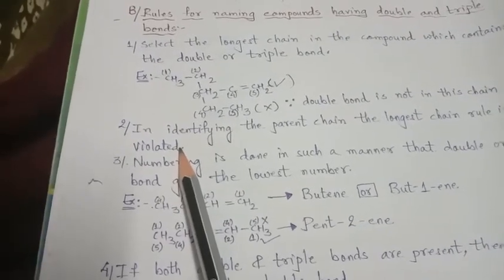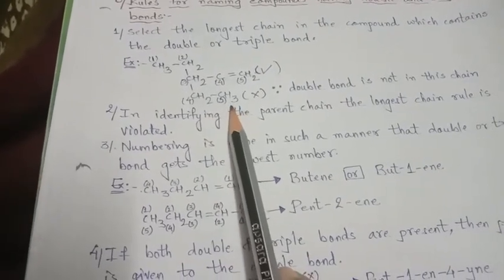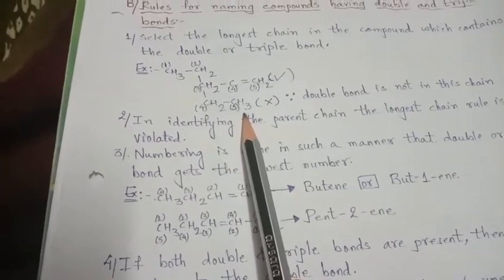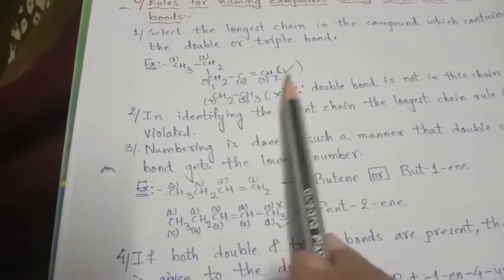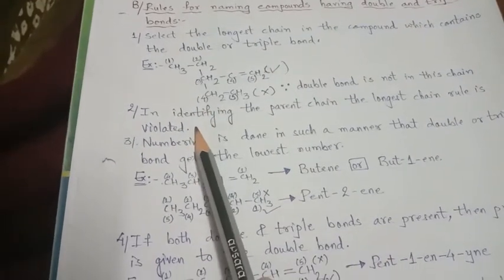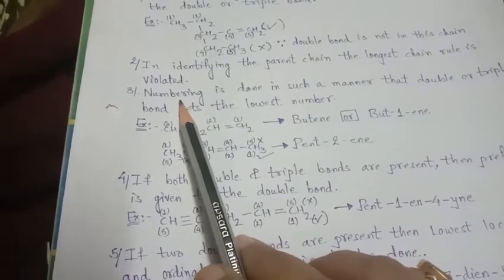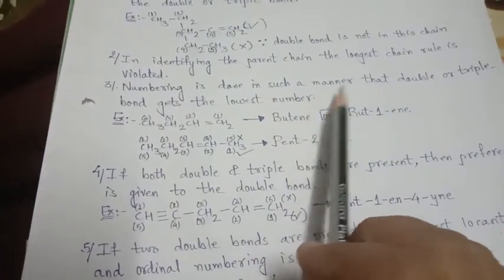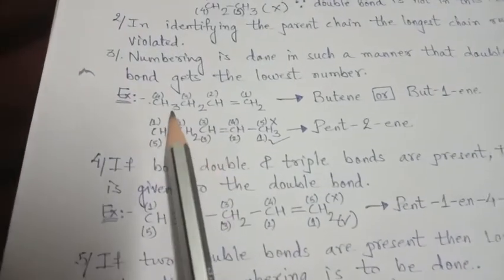Here "violated" means that sometimes, if in the longest chain the number of carbons is more but it doesn't contain the double or triple bond, and the double and triple bond remain in some other portion, then that chain is to be considered. Clear? The next rule is that numbering is done in such a manner that the double or triple bond gets the lowest number. Right? Let us see here.